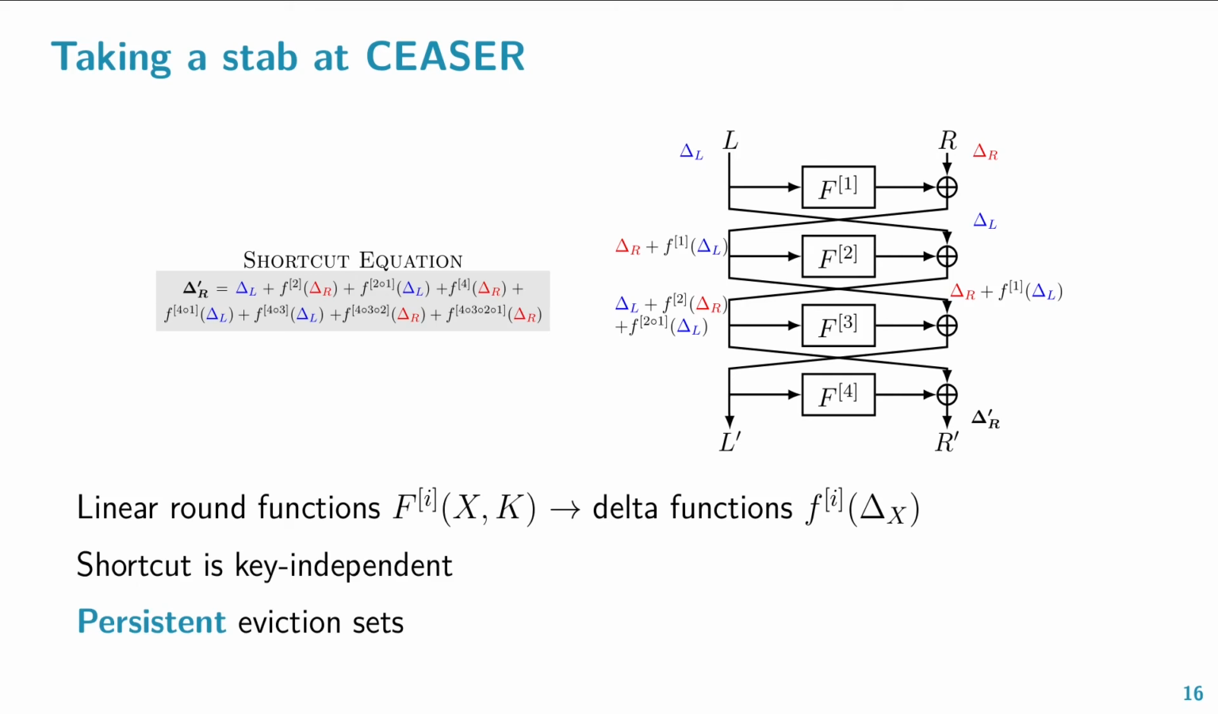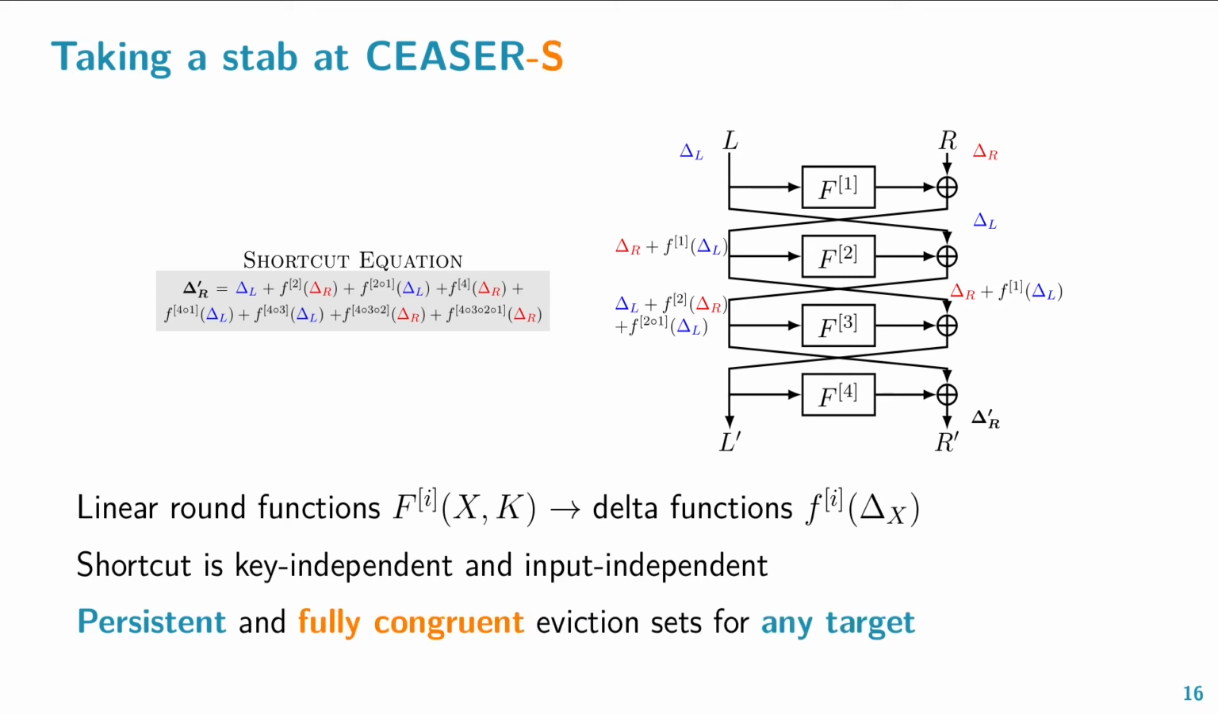rekeying. The equation is also independent of the input itself. It only depends on the input differences. So an eviction set for one target can be trivially transposed to an eviction set for any target. And finally, in CEASER-S, each partition uses the same mapping but with a different key. But due to our key independence, actually addresses congruent in one partition are congruent in all partitions, and we've moved right back from partial congruence to full congruence.